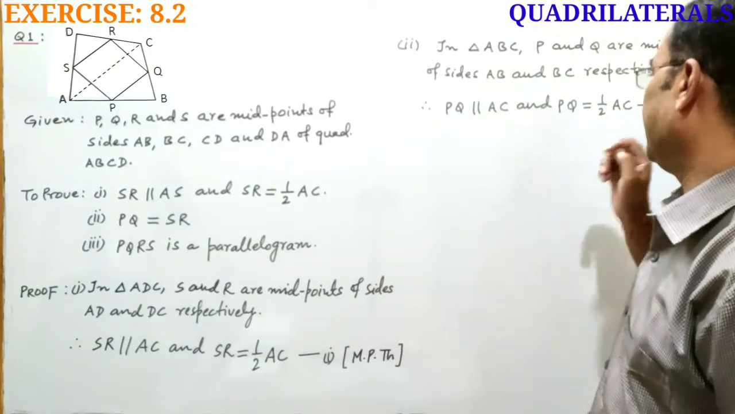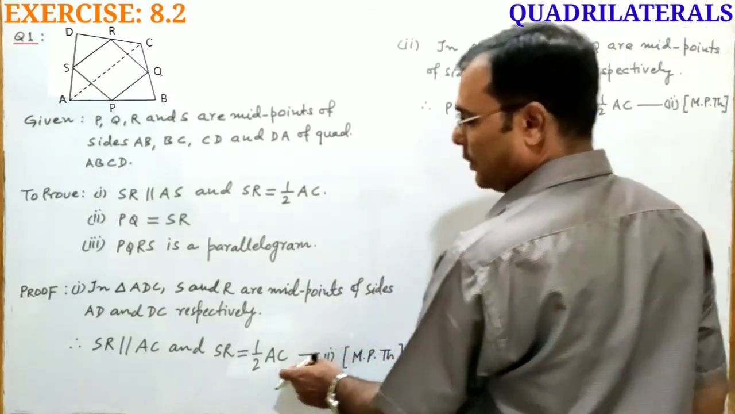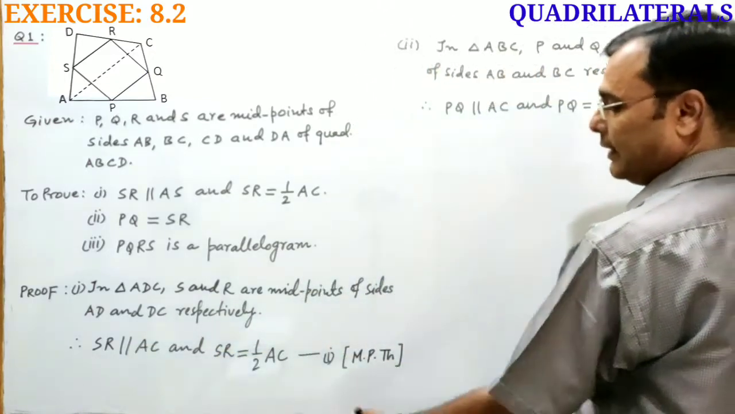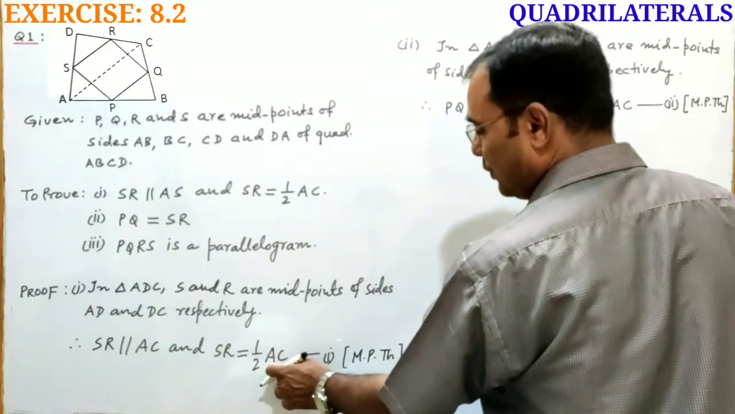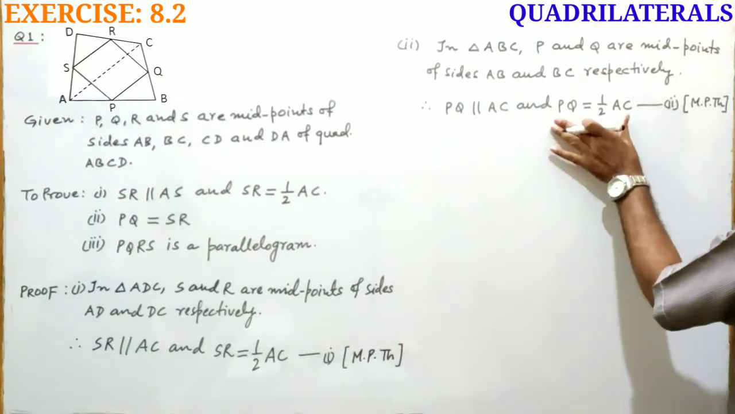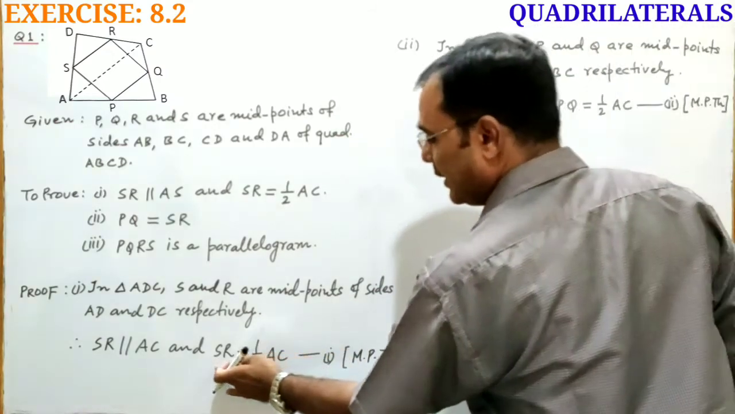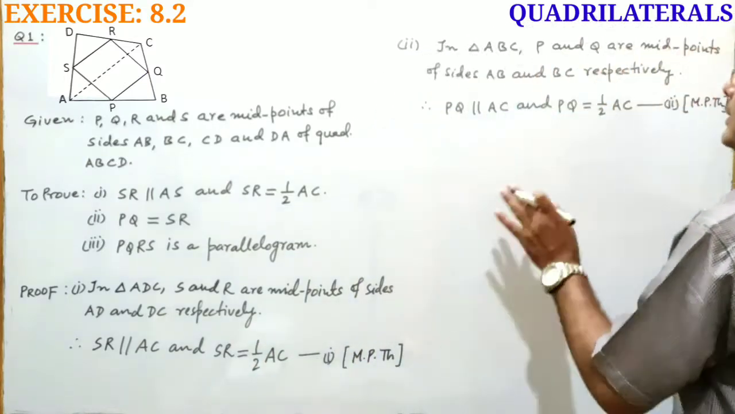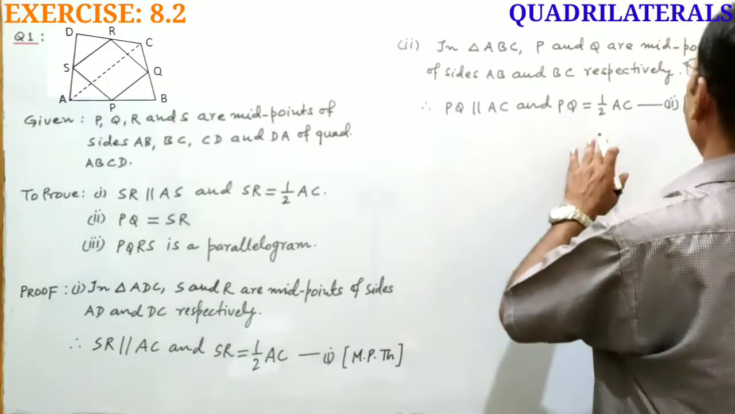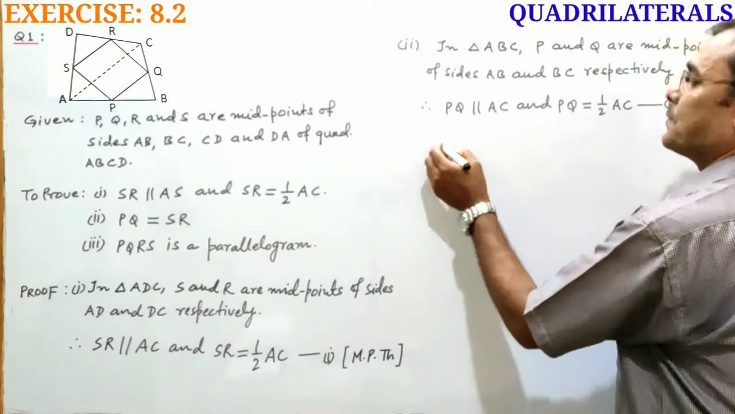to half of AC. From 1 and 2, in equation number 1 it is written SR is parallel to AC and SR is equal to half AC. In equation number 2 it is written PQ is equal to half AC. So PQ equal to half AC, SR equal to half AC. Things which are equal to the same thing are equal to one another. Therefore, from 1 and 2 we can write PQ is equal to SR.